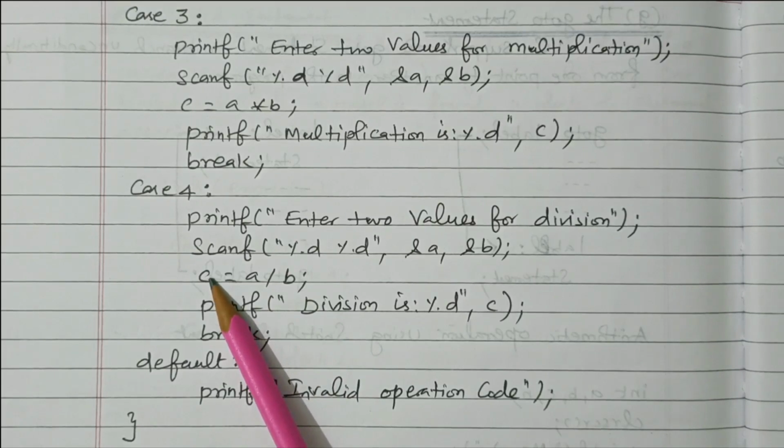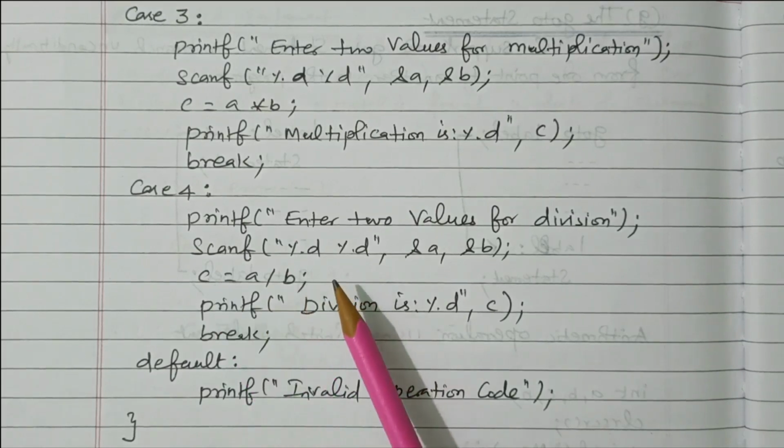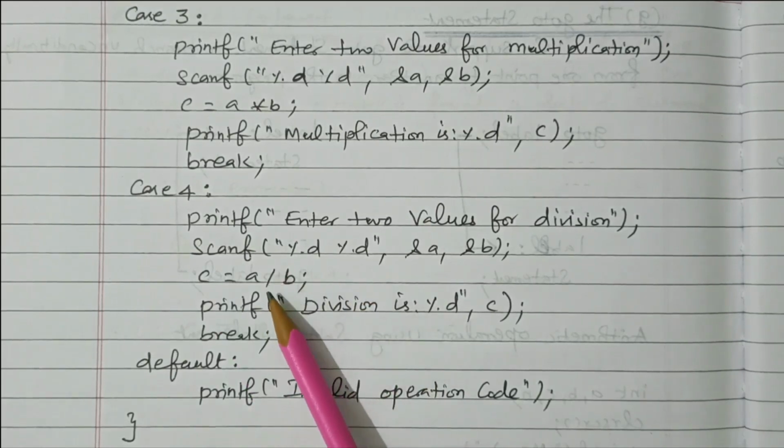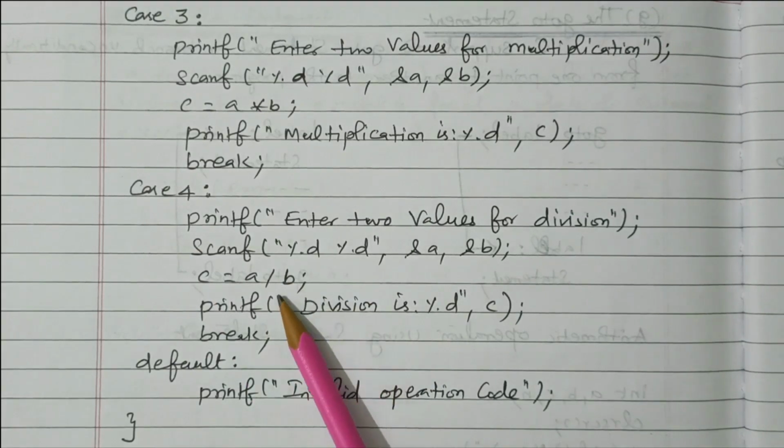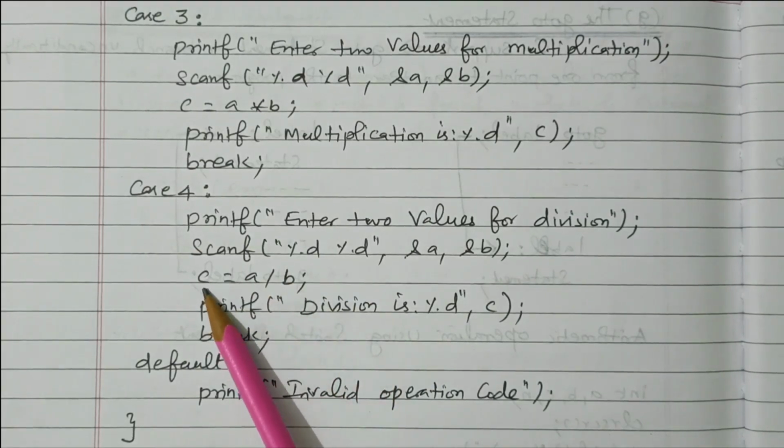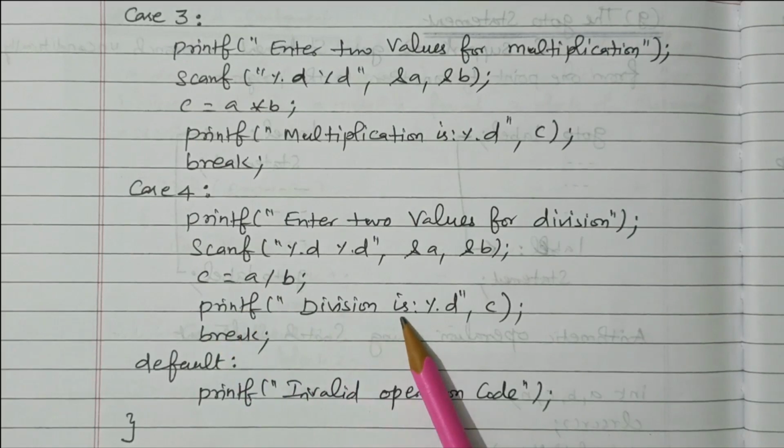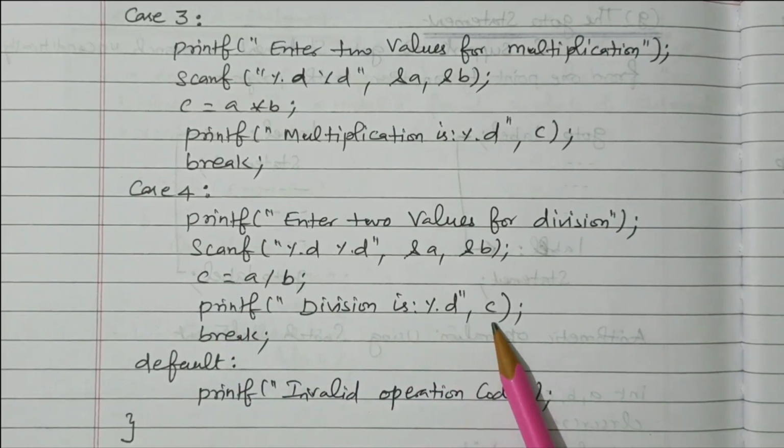If you want to have the remainder, we need to use the percentage operator, right? The divide operator will give only the quotient value. So the answer of division is available in C, so that is printed. Division is %d, C, right? Then we can break the process, right?